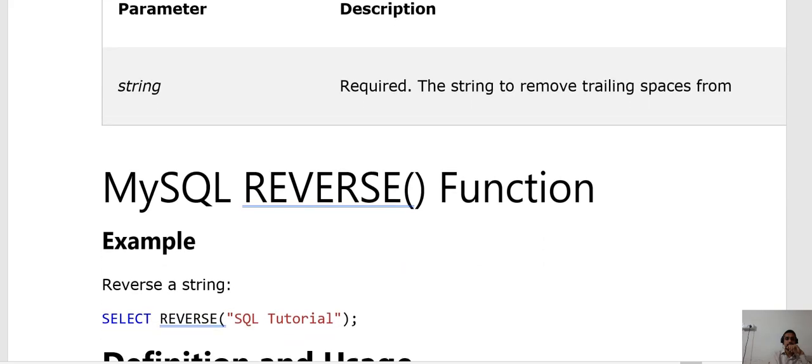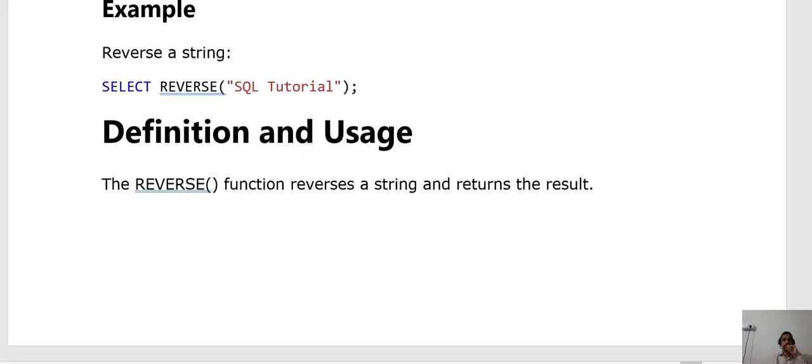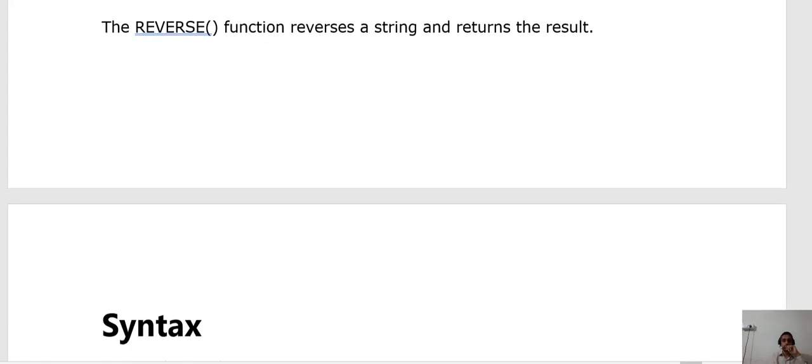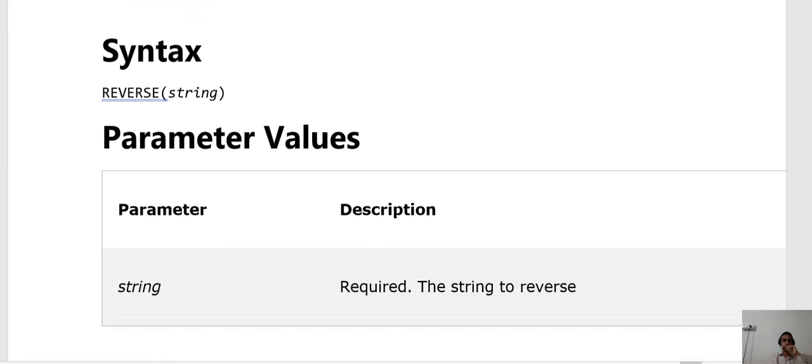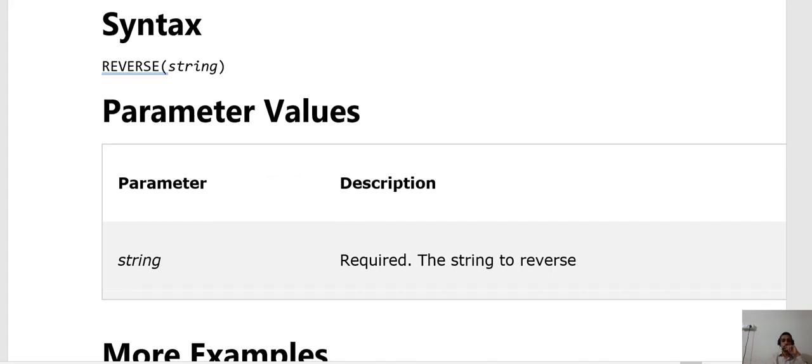Then we have the reverse function. What does reverse do? As the name suggests, it will write in reverse order. The reverse function reverses a string and returns the result. The syntax is select reverse, and then within parenthesis you provide the string. Whichever string you want to write in reverse order, you can do that. The function is reverse.